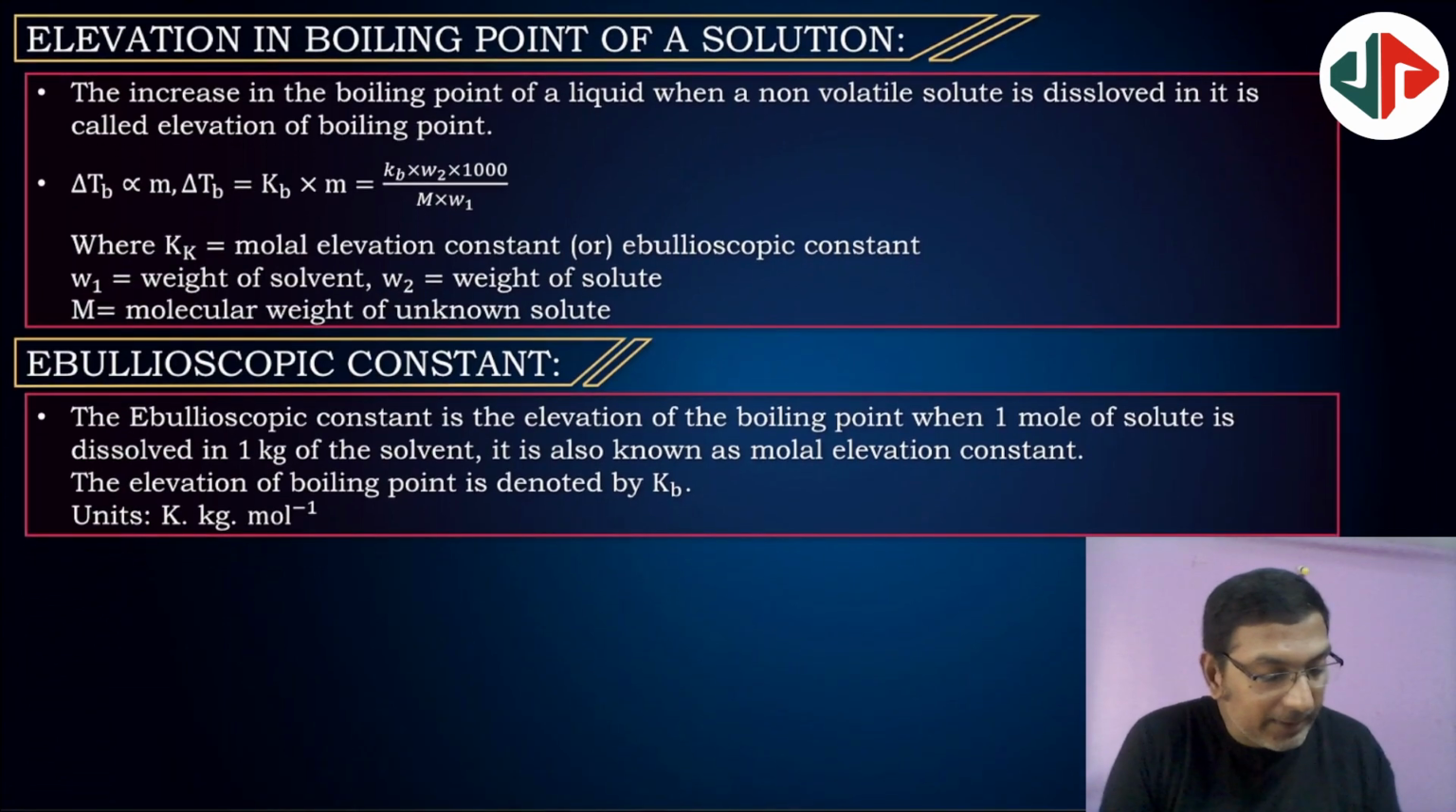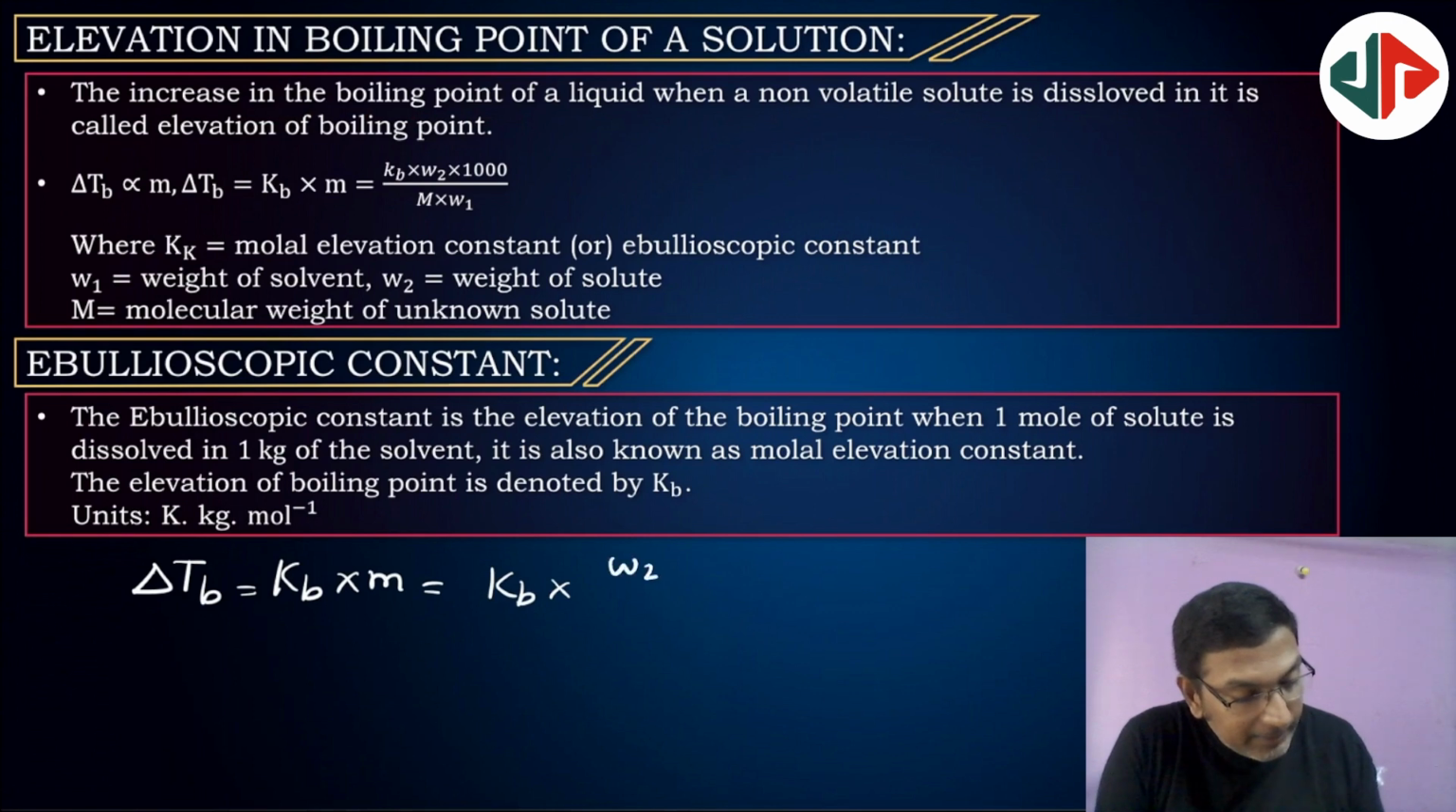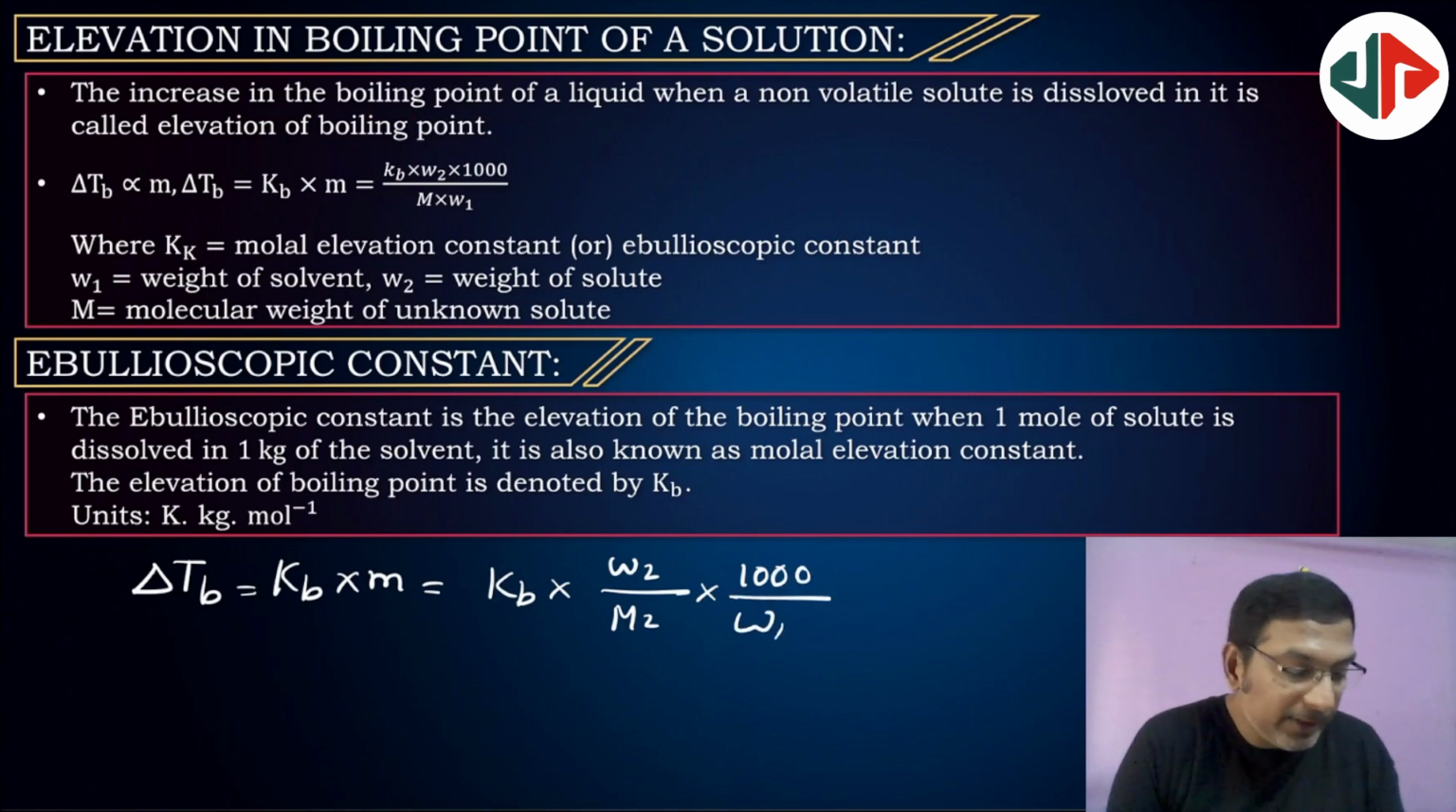Next, elevation in boiling point. Elevation means increase in boiling point of solvent when non-volatile solute is added. So delta Tb equals Kb into molality, which can be written as W2 by M2, or M, into 1000 by W1. So M2 is molecular weight of solute, M2 or M you can take.